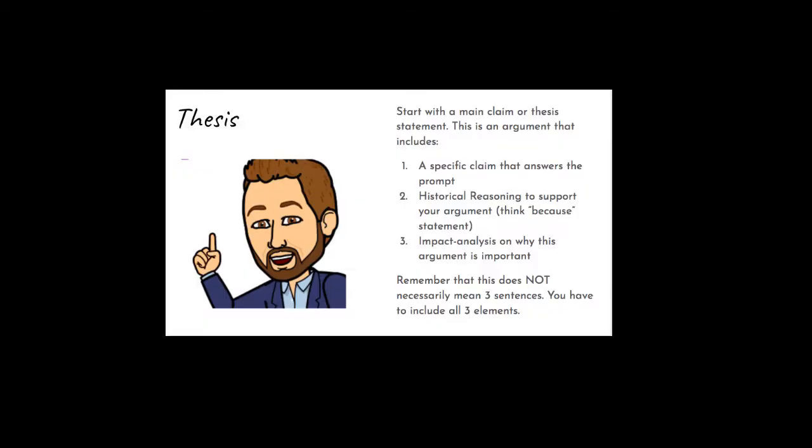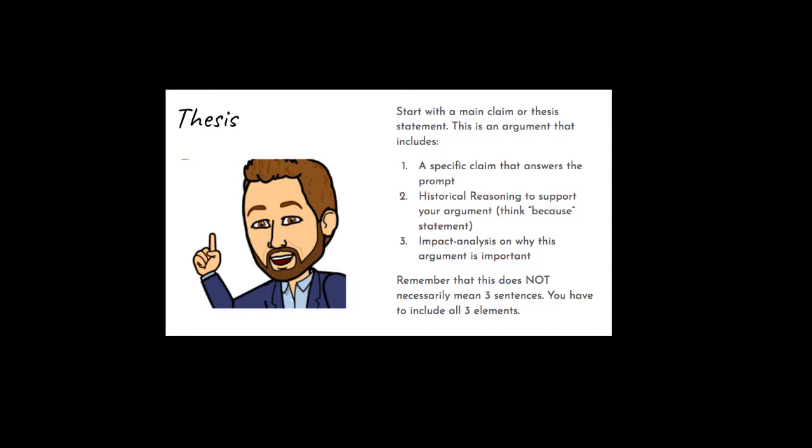So in this tutorial, I want to explain to you how you can set up your thesis statement with the supporting body paragraphs that you're going to need. So let's start off again with the thesis statement, which I know we've talked about before. When you make a thesis statement, you're starting off with a main claim or main argument. Now, what are the elements that go into this? Well, number one, you've got to make a specific claim that answers the prompt that's being asked. The second part, though, is that you need historical reasoning. You need a because statement.